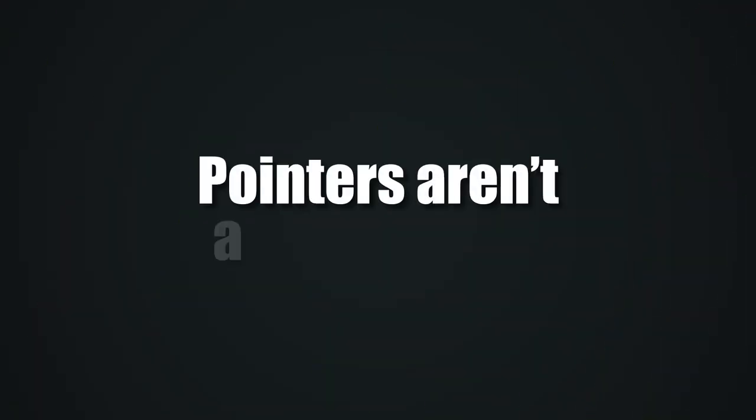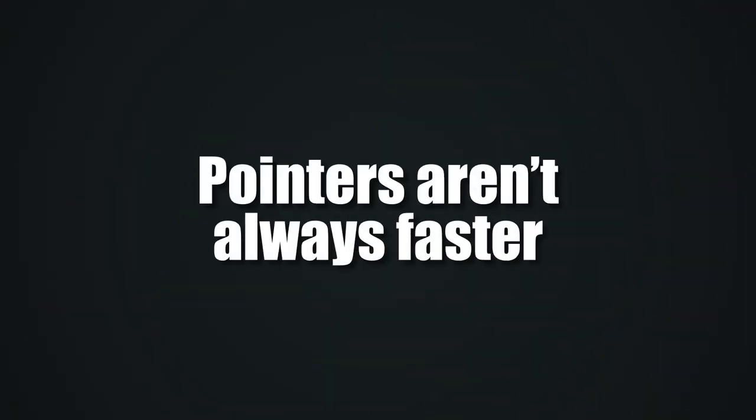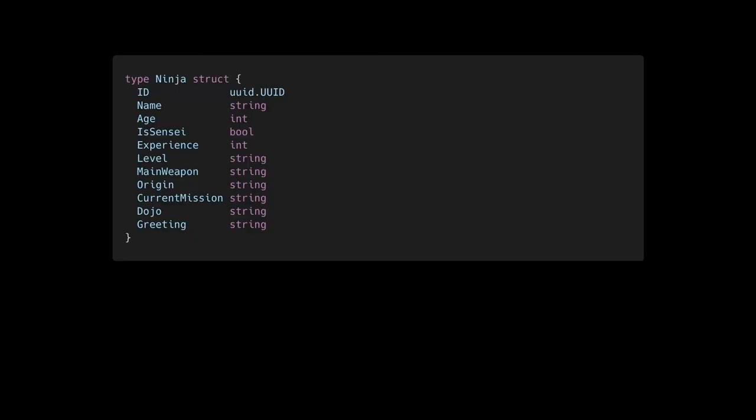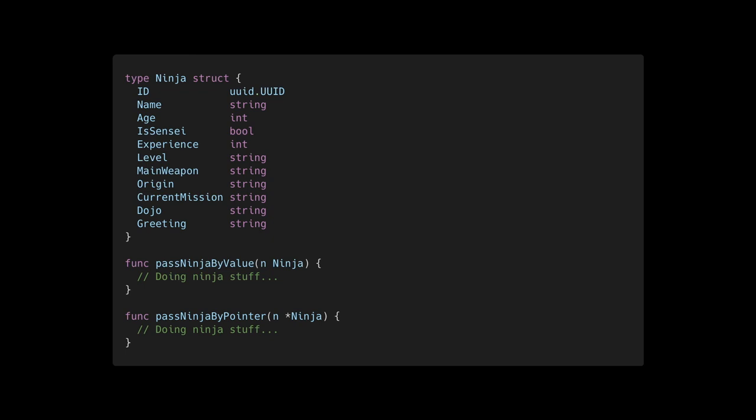The very first mistake Go beginners often make is assuming passing by address is always faster than passing by value. Here is a simple example. Let's say that we have a ninja struct with many different fields for more details about the ninja. At the same time, there are 2 functions, one of which takes in the ninja as a parameter by value, while the other takes in the ninja by pointer.